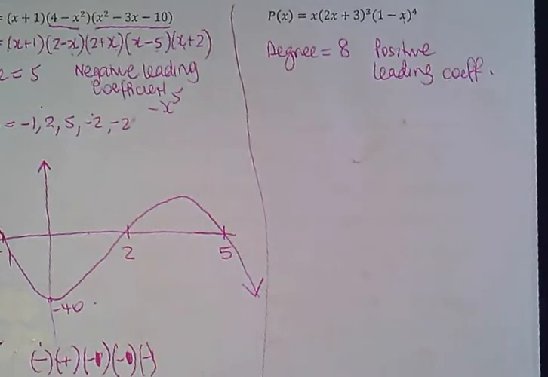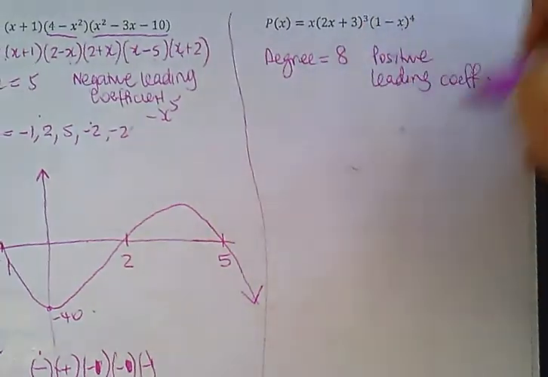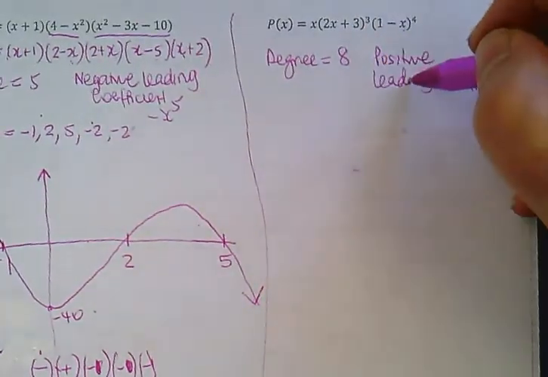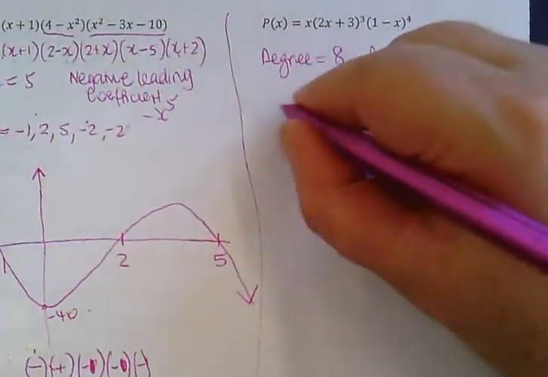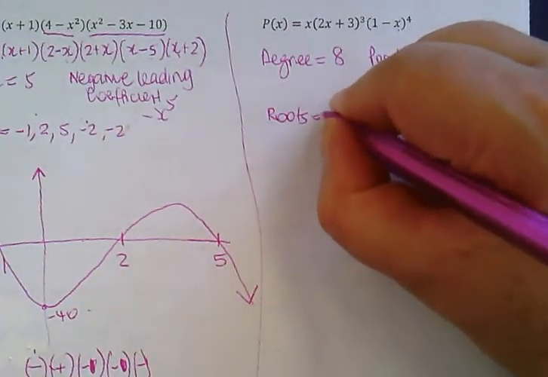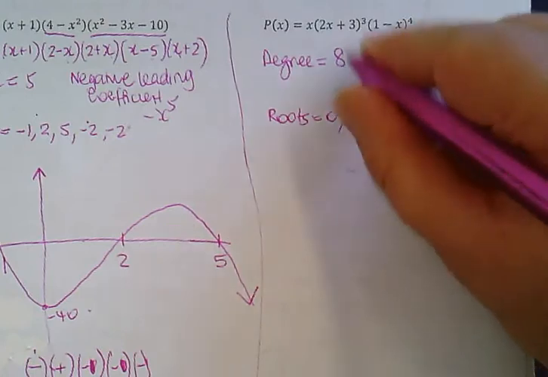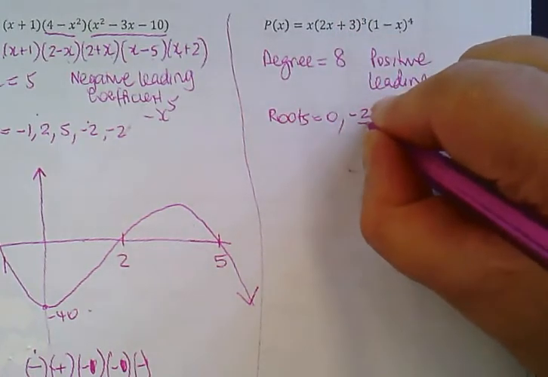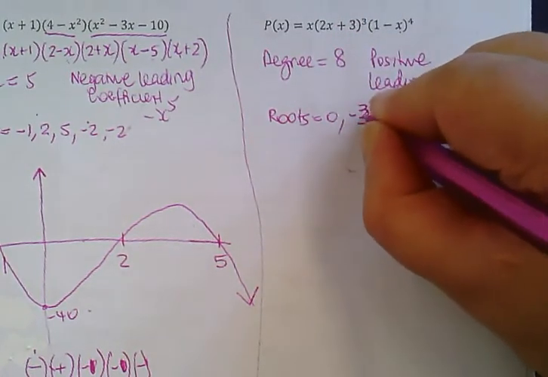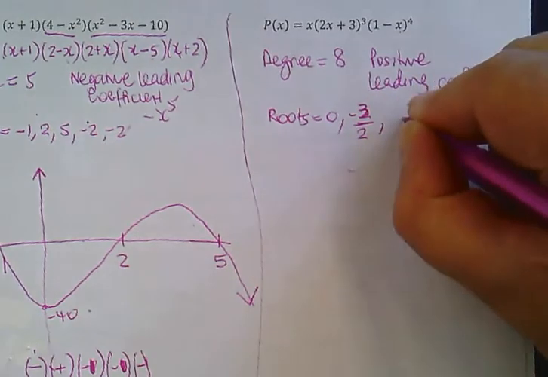Both up, and it's like x squared. Think of the x squared graph like that, but you can always substitute. We've got our roots at where? 0, where else? -3 on 2, -1.5, and 1.